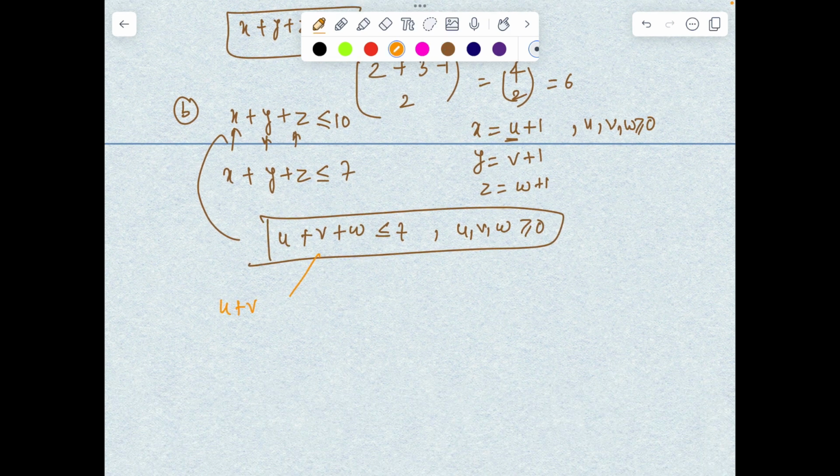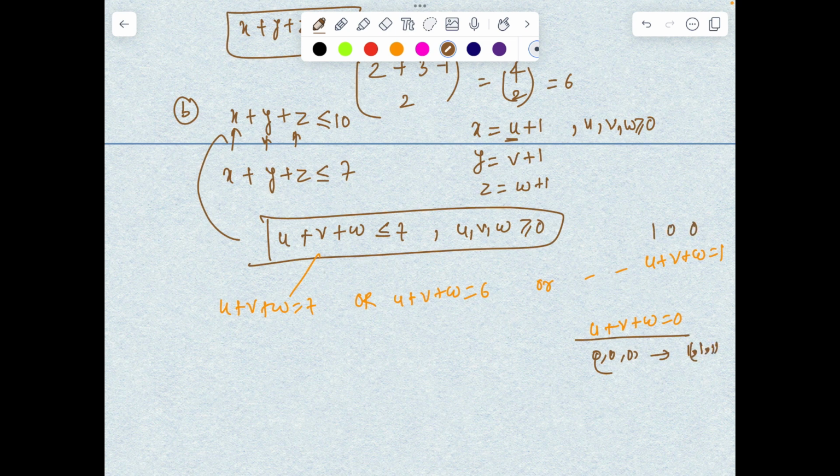Now one way of doing this is, I can make u plus b plus w equal to 7, or u plus b plus w equal to 6, or 5, and so on, down to u plus b plus w equal to 1, and u plus b plus w equal to 0. Because you can see this 0 is possible with 0, 0, 0, and that will automatically decode to a solution of x, y, z as 1, 1, 1. Similarly, 1, 0, 0 will decode to 2, 1, 1, and so on.